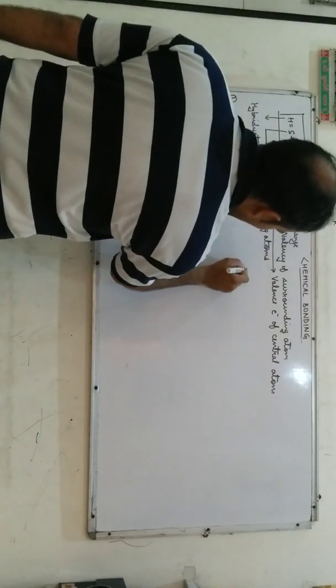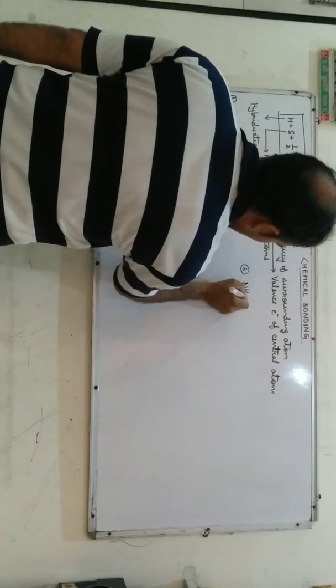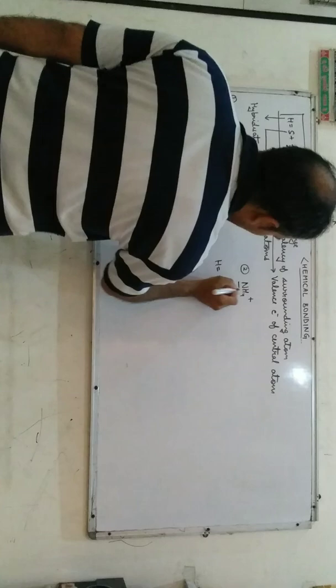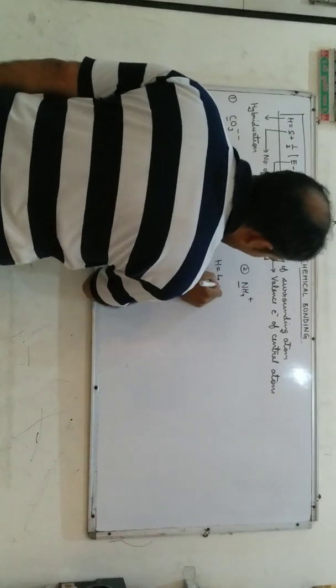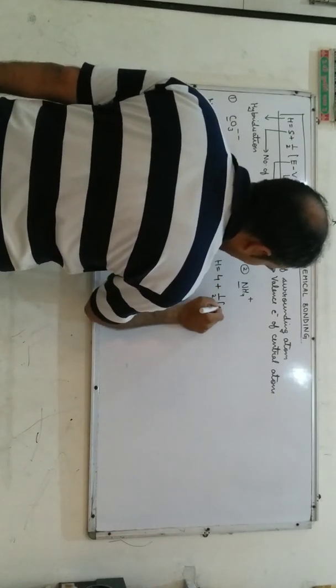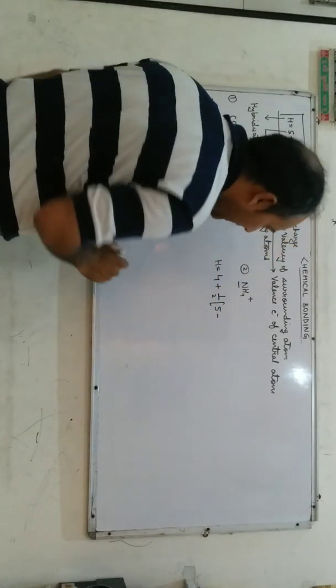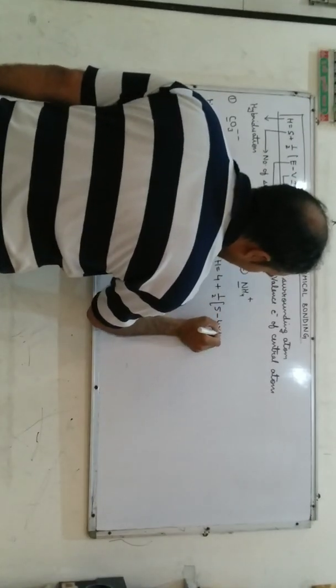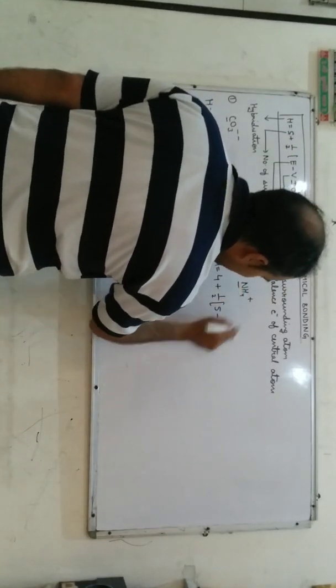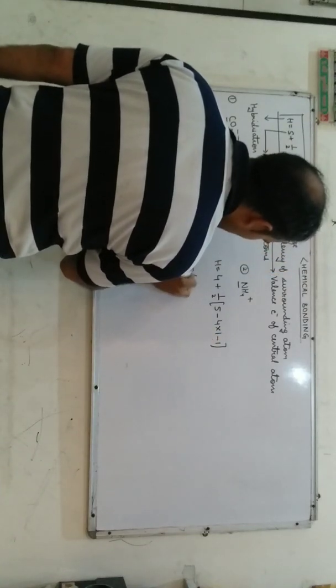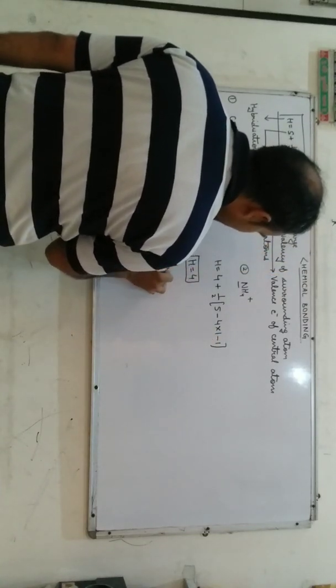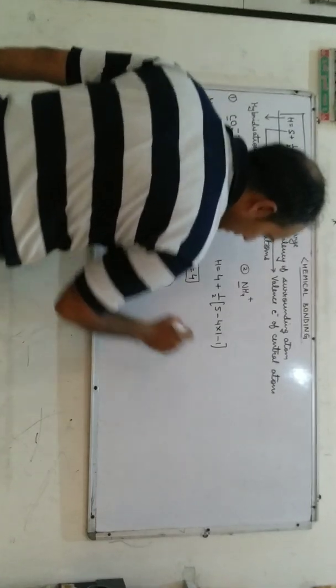Now let us take one more example, NH4 with single positive charge. Apply the formula to calculate the hybridization state of nitrogen. Total number of surrounding atoms are 4 plus 1 by 2. Total number of valence electrons in nitrogen are 5. Hydrogen has valency 1, multiply by 4 because 4 atoms are there. Since 1 positive charge is there, subtract 1. So the value of H on solving comes out to be 4. That is, sp3 hybridization will be there.